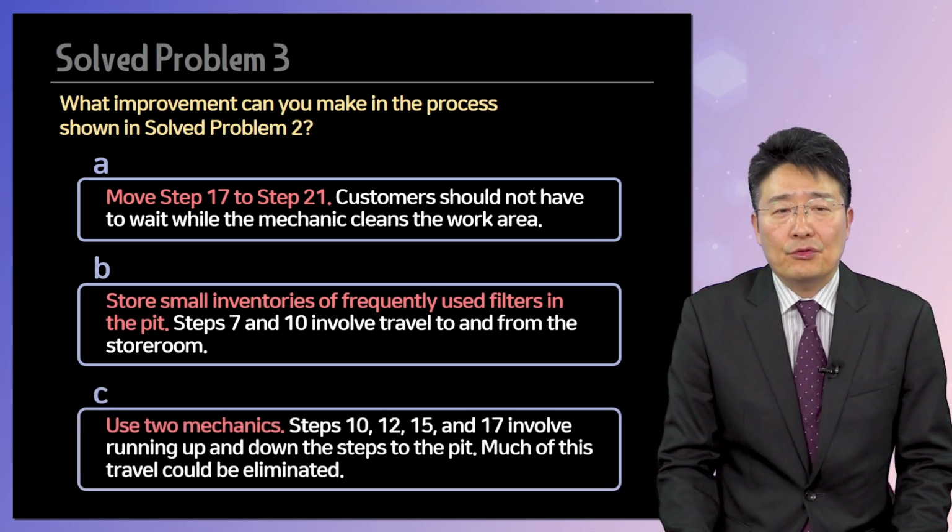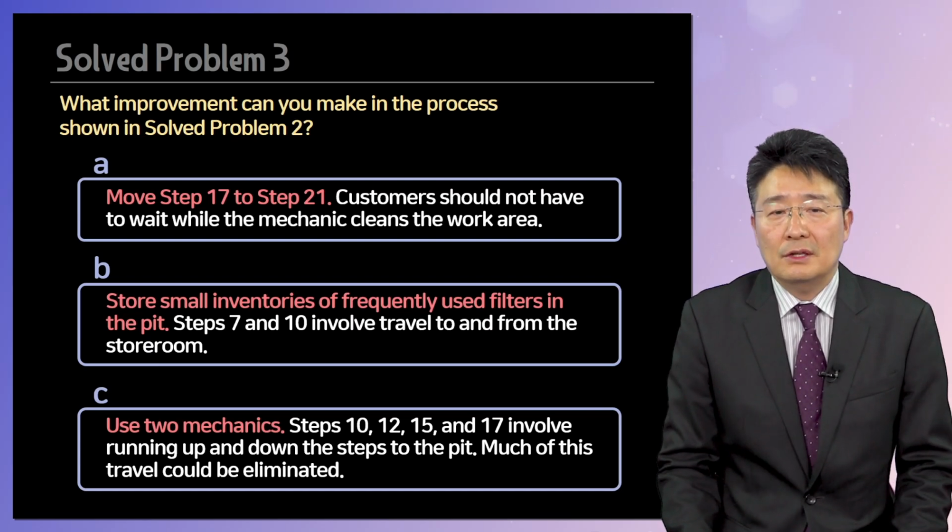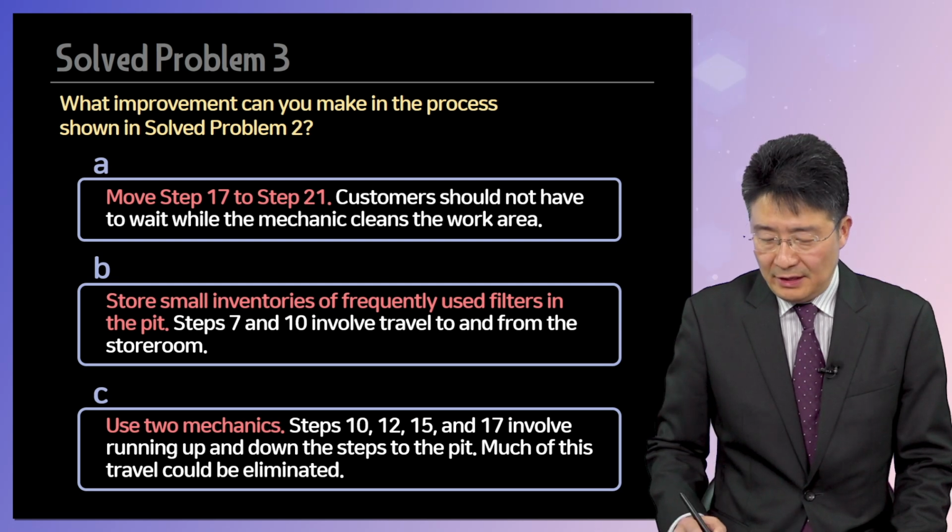The third improvement is to use two mechanics. Steps 10, 12, 15, and 17 involve running up and down the steps to the pit. Much of this travel could be eliminated.